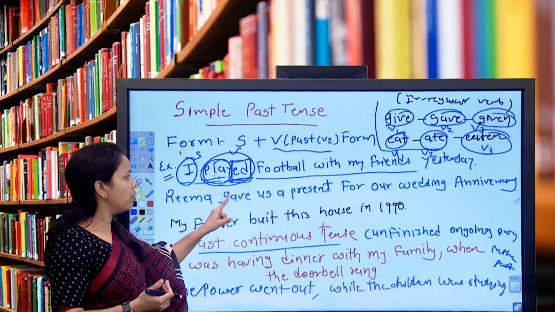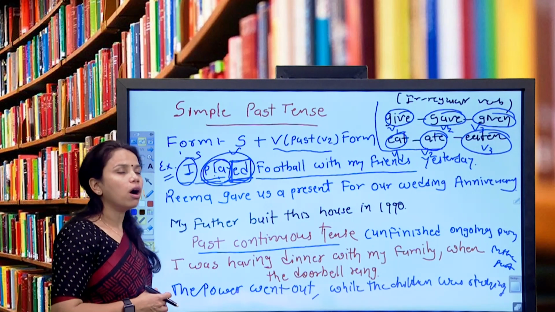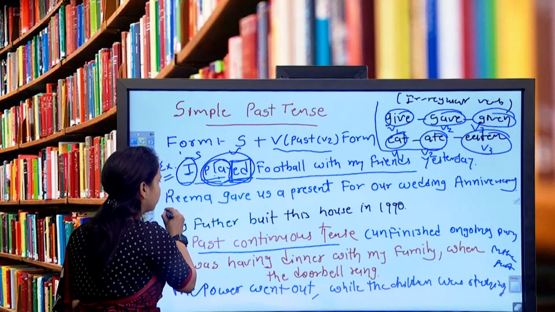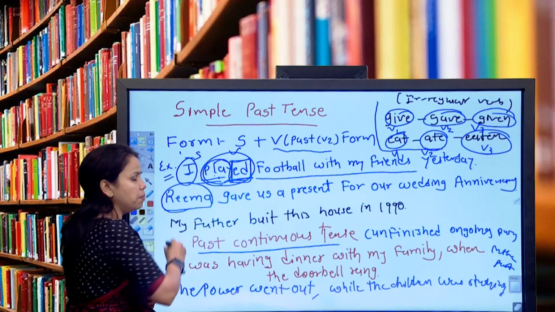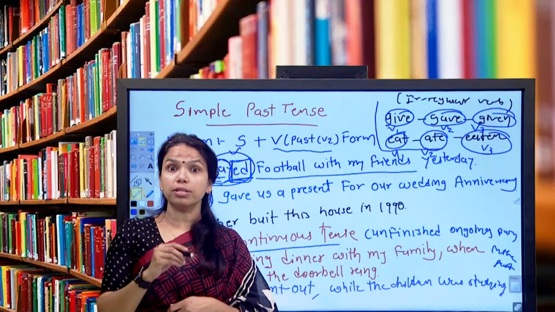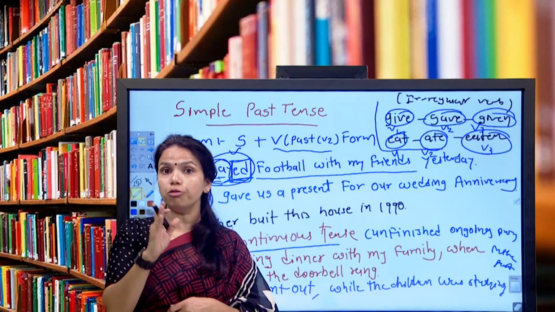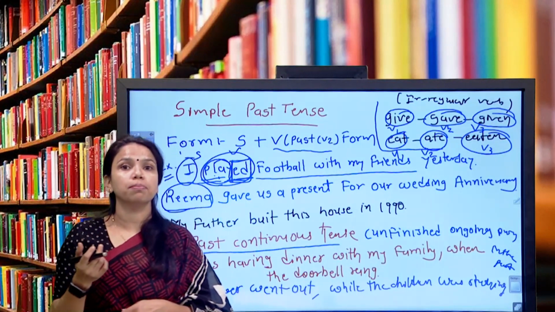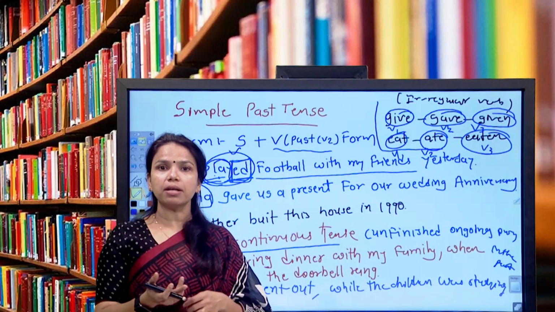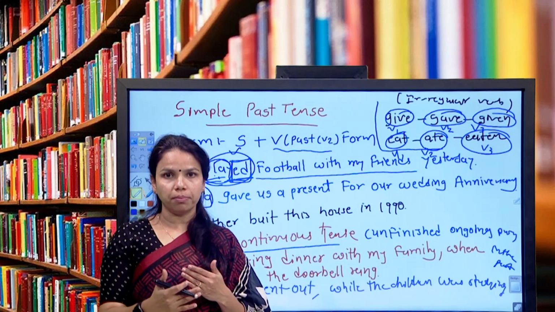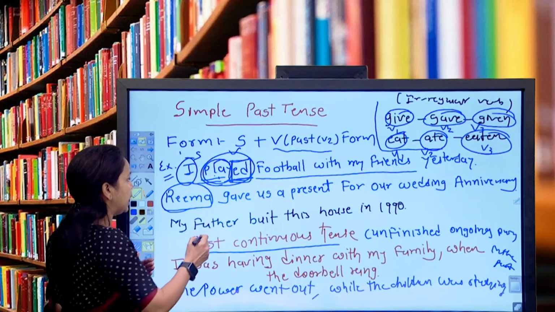Rima gave us a present for our wedding anniversary. Rima is third person singular. If it were a simple present tense, you would have to put S or ES after the main verb. But we are talking about simple past tense. So in simple past tense, what do you have to do? You have to make the past form of the verb, right? So here, gave.